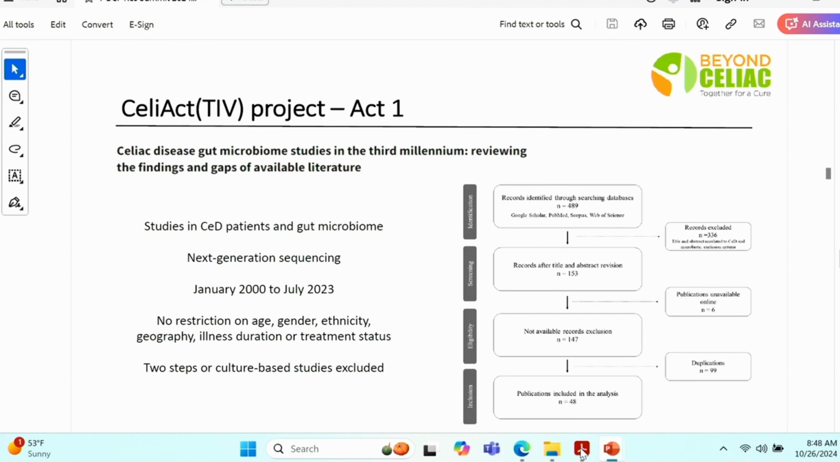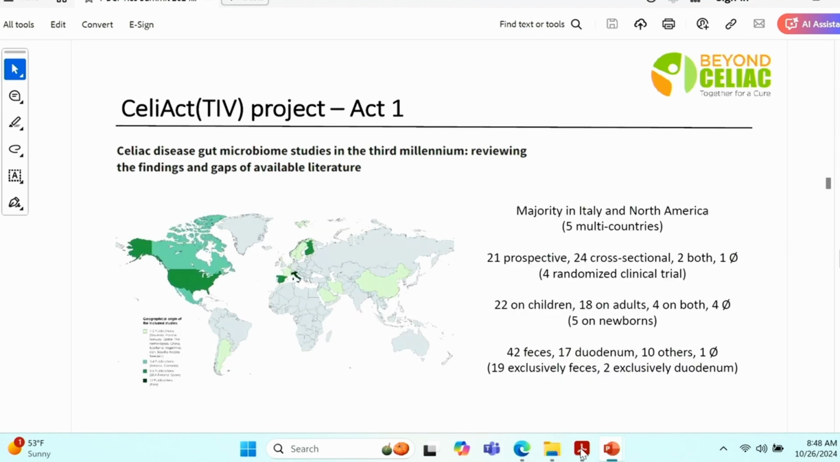With no restriction on age, gender, etc. We tried to gather the most papers relating to this. Two-step approaches or culture-based studies were excluded. At the end, we started with 489 papers, but then the whole procedure led to a total of 48 studies being analyzed.